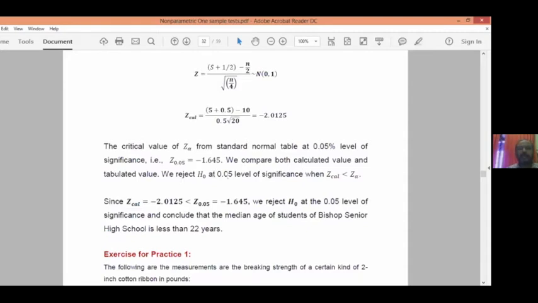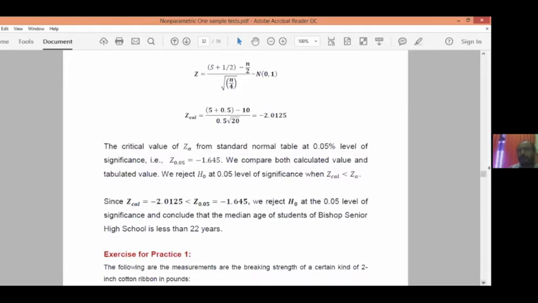We reject H naught at the level of significance when calculated Z is less than Z alpha. So here in this problem, this value is smaller than this value. We reject H naught at 5% level of significance, and we conclude that the median age of students of Bishop School is less than 22 years.